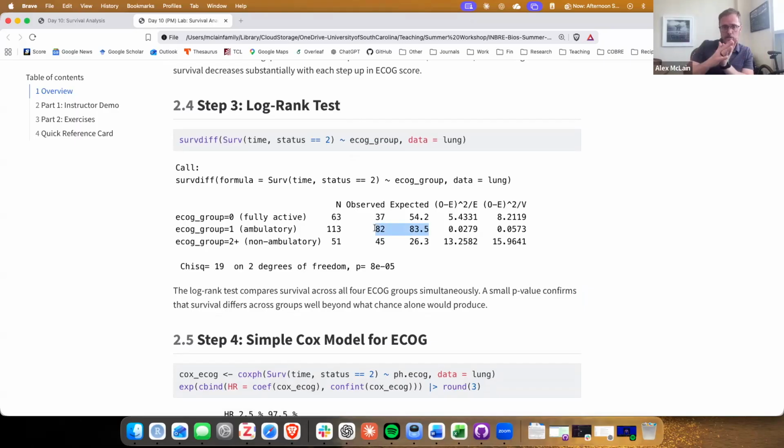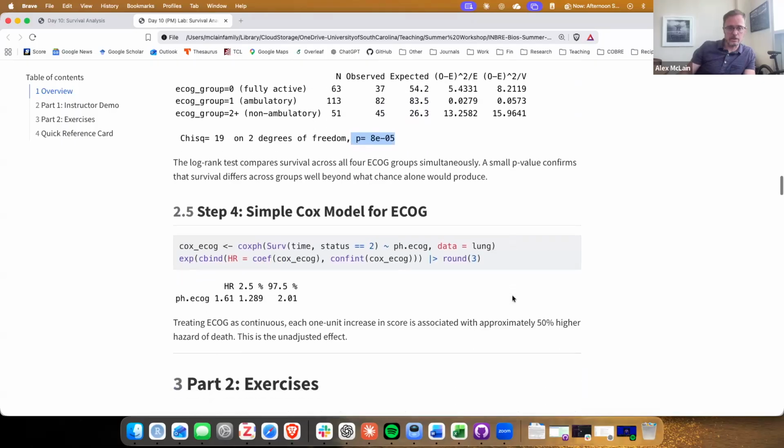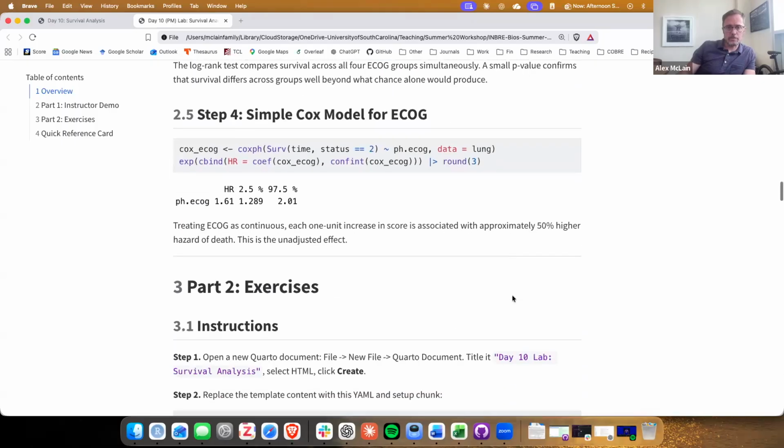So if they were all equal, the survival would probably be pretty similar to what we get with ambulatory. And then for the non-ambulatory, we have a lot more events than we would expect, highly significant. So we get a small p-value, which confirms that the survival is different between the groups. The differences are more than we would expect based on chance alone.